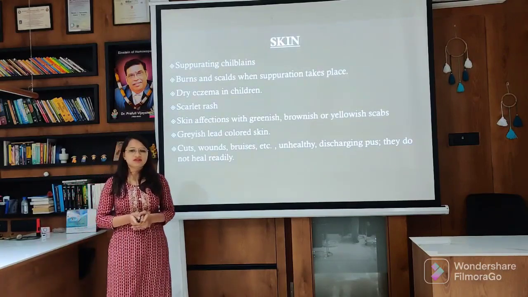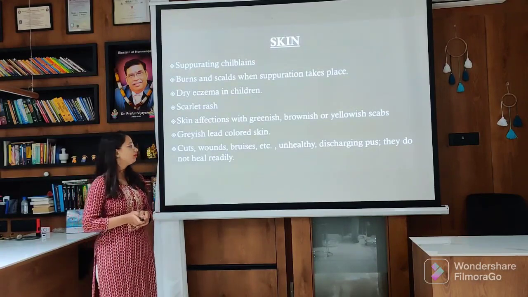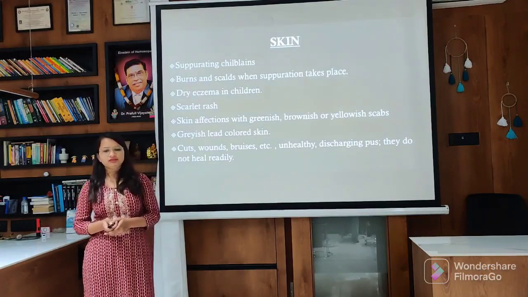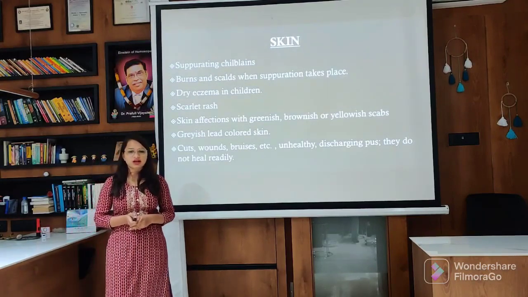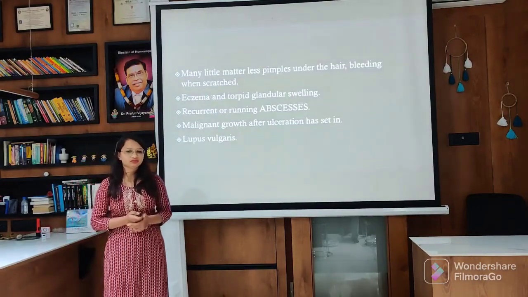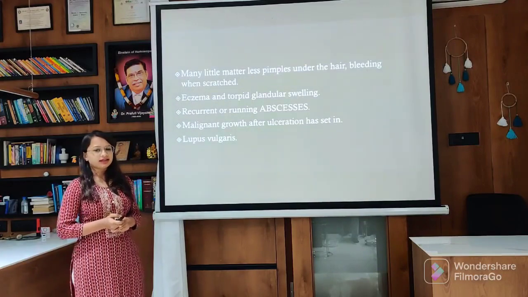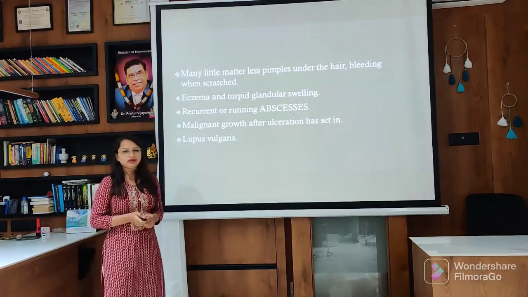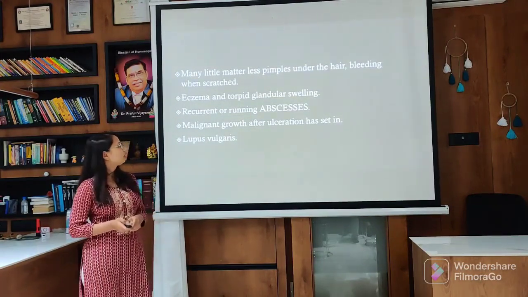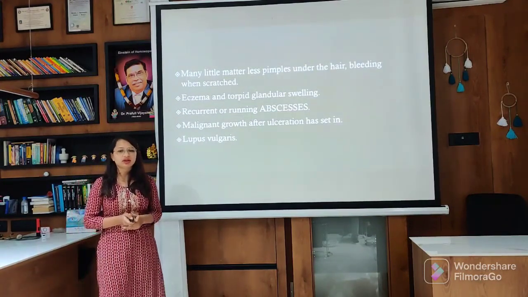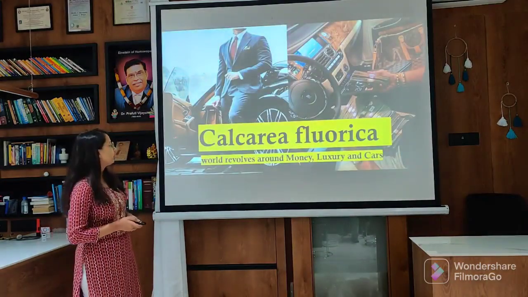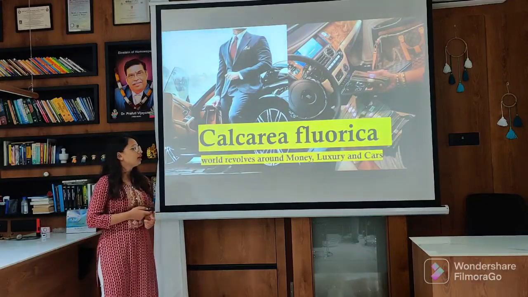Scarlet rashes; skin affection with a greenish, brownish, yellowish scab. Grayish lead-colored skin. Cuts, wounds, bruises, etc. All have a discharge because they are not healed rapidly. Many little metal-less pimples under the hair. Bleeding when scratched, eczema and torpid granular swelling, recurrent or running abscess, malignant growth after ulceration has set in, lupus vulgaris.